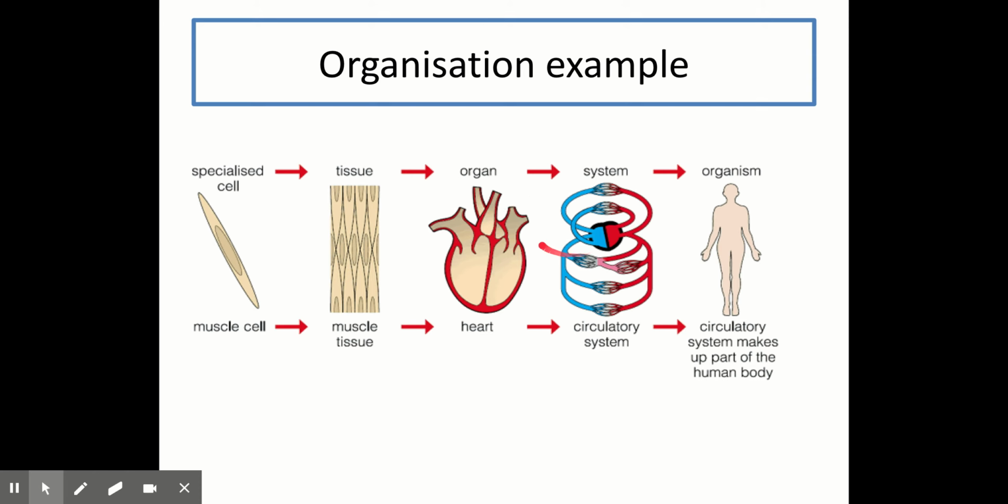And finally, the organ is part of a much larger system, so in this example the circulatory system, which joins with the rest of the systems in the body finally to make the organism. So cell, tissue, organ, system. You just need to remember that order.